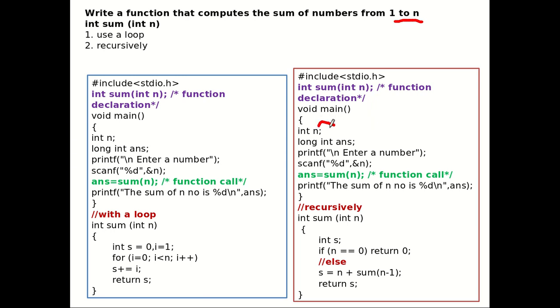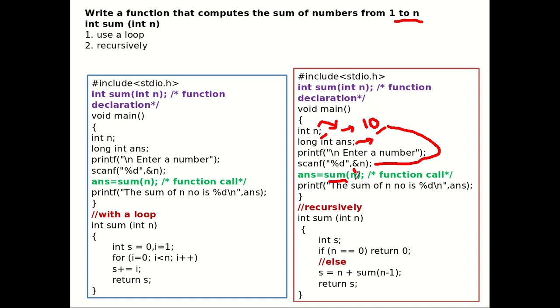We have declared the variable n, which holds how many numbers you want to perform the sum for. Say whenever the user enters 10, it means the user wants to perform the addition, that is the sum of 1 to 10. Next, this particular variable is used to hold the result. First we ask the user to enter the number. When the user enters 10, that is stored in n. Next we call a function sum by passing this n.